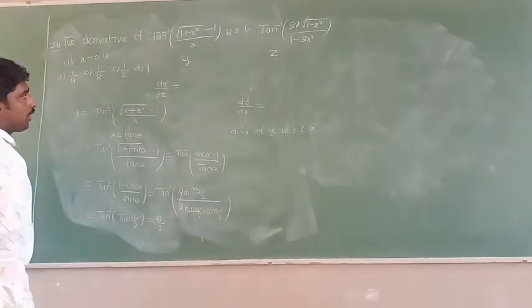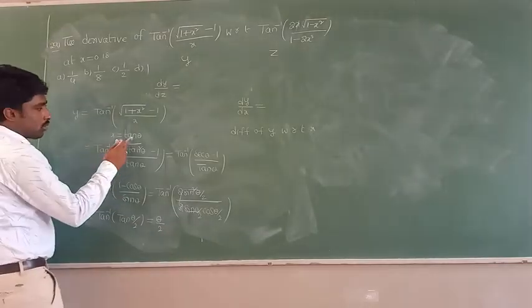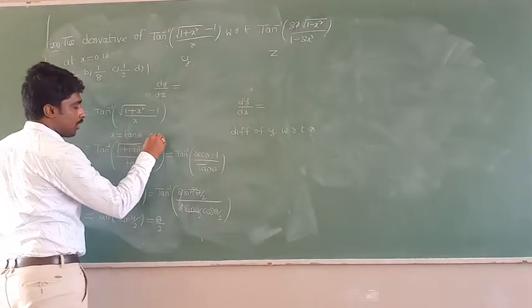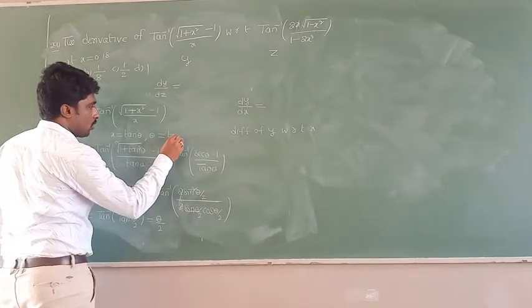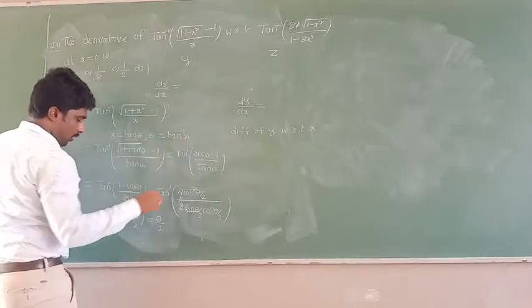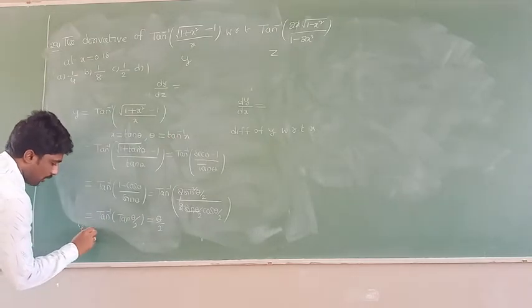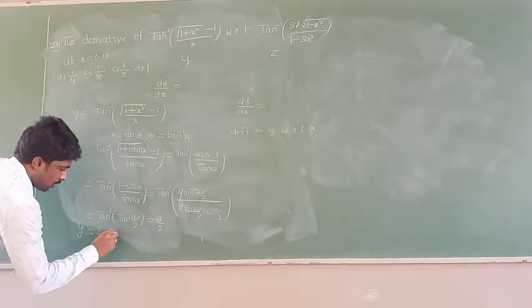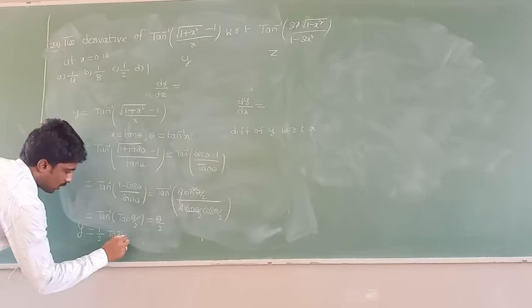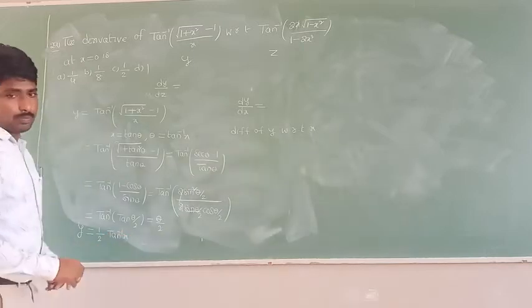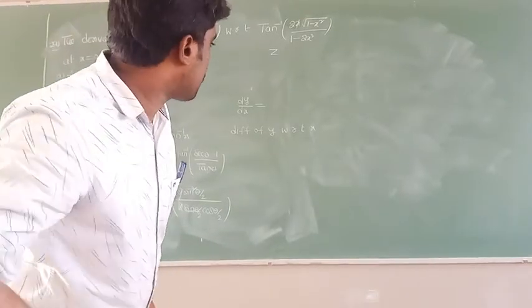So what did I take here? X equal to tan theta I took. If tan theta comes instead, what am I getting here? Theta equal to tan inverse x. So finally, what y function do you get? Y equal to 1 by 2 into tan inverse x. Is it clear, everybody?